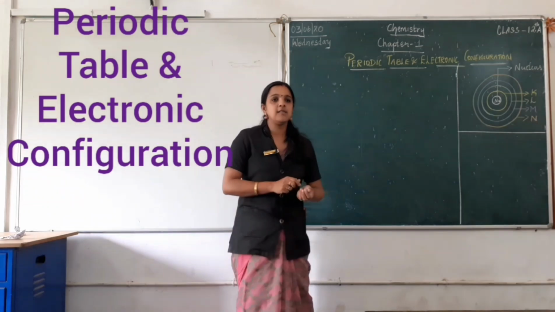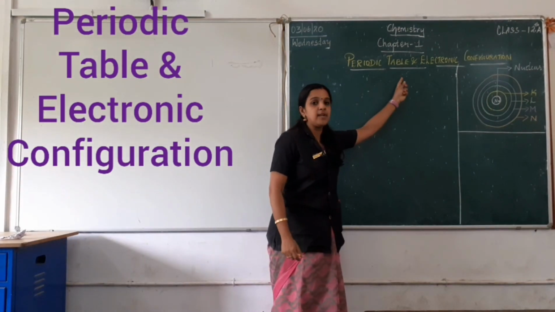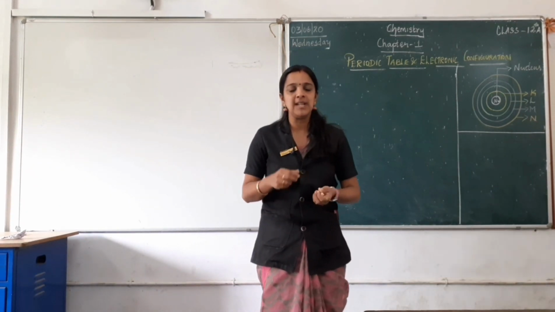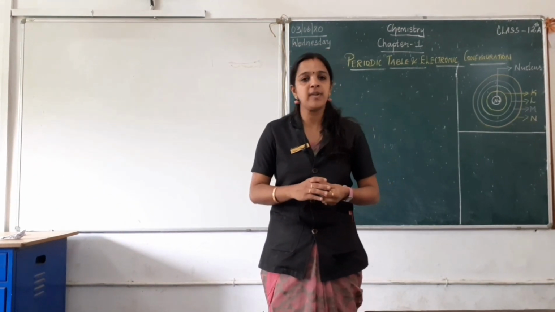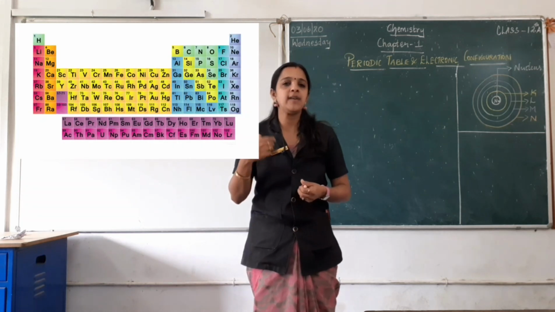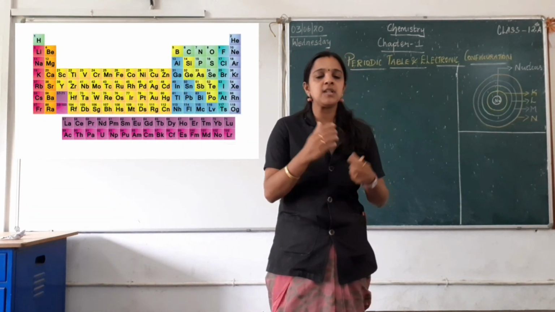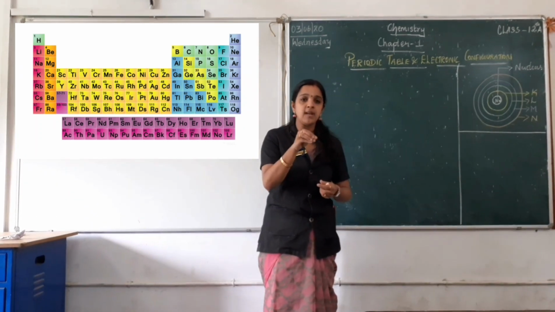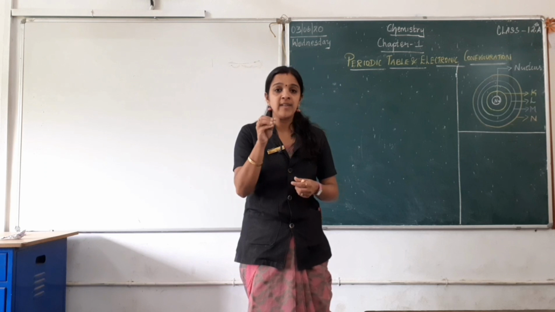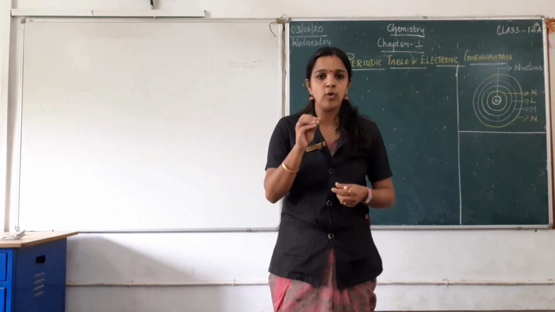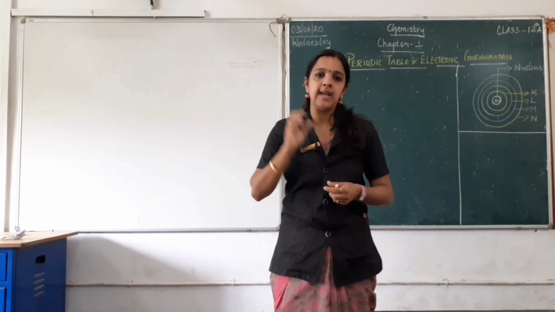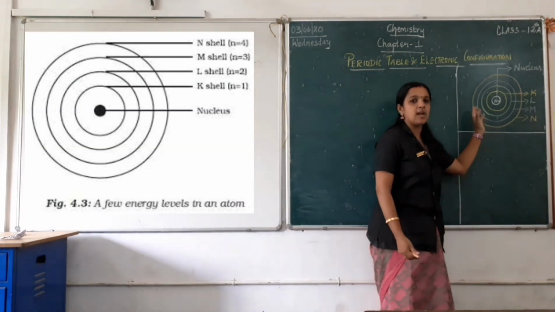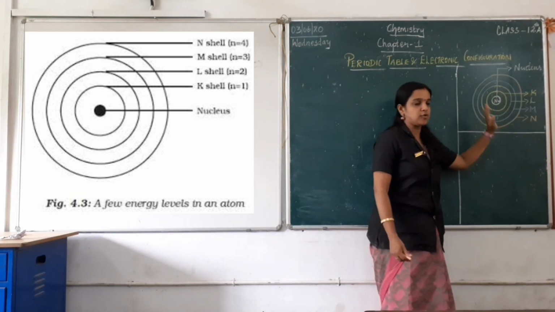The topic for today is periodic table and electronic configuration. Now to begin with, let us recollect what we have learned in the previous class. As you all have learned, the periodic table consists of so many elements, and these elements have got atomic number and mass number. Now when we say atomic number, we know it is equal to the number of electrons. Now what are electrons? Let us recollect again about orbit, nucleus and electrons.